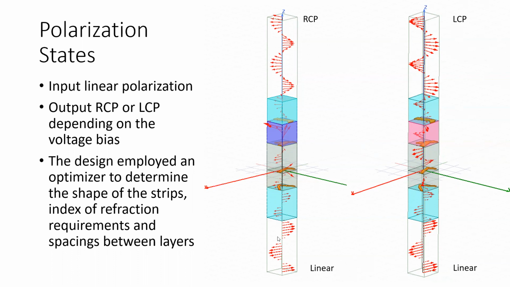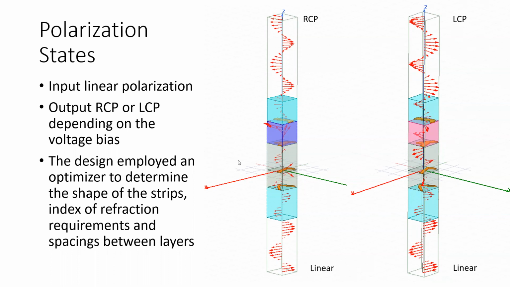Here we see the performance. We have a linear polarization coming in through the bottom, and when there's no voltage bias, it goes through here, has these multiple reflections, and eventually generates right-hand circular polarization coming out the top. And when we add the voltage bias, the linear polarization comes in here, goes through these multiple reflections, and you can see the polarization already forming here, coming out as left-hand circular polarization.